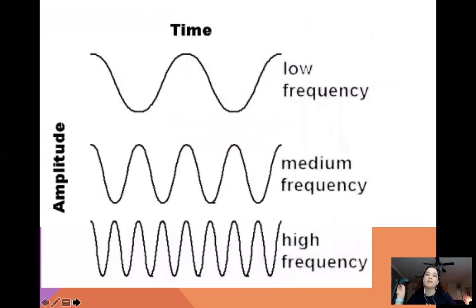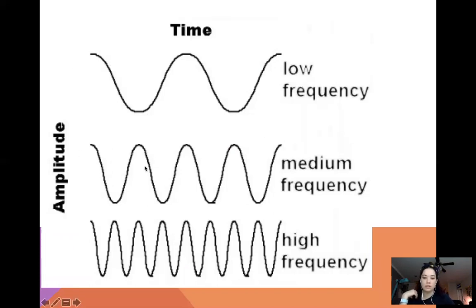Okay, so this is a low frequency wave because for each second, because this wave is so large, it takes longer to go through 1 full rotation or 1 full wavelength. Because it takes longer to go through 1 full wavelength, we have less wave passing by a single spot per second.